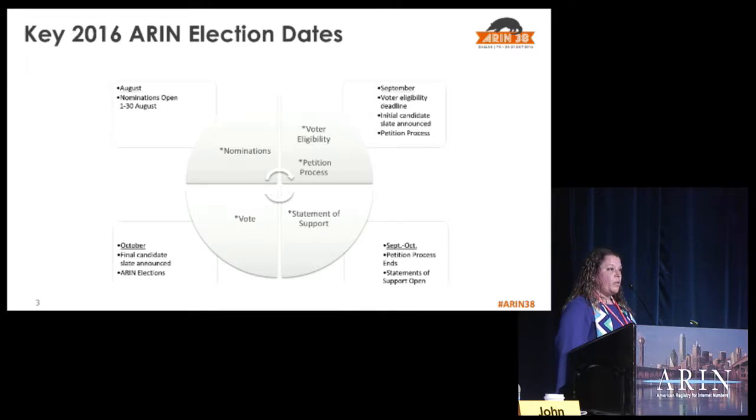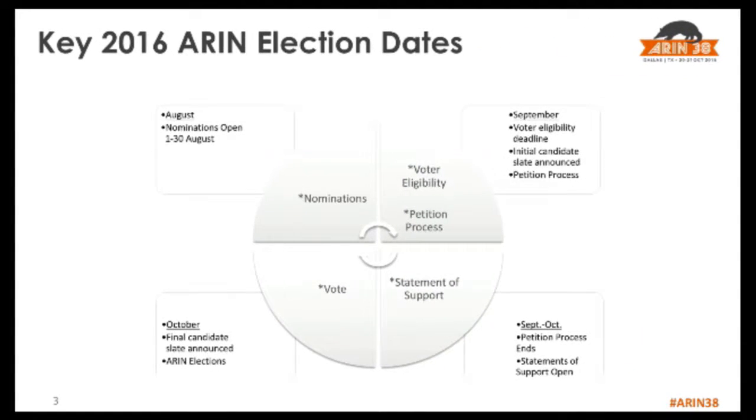Before I begin to walk you through the process, however, I wanted to quickly highlight ARIN's election process and the time frame in which we prepare for and launch our elections. As you will see, this year in August, the nominations opened and were open from August the 1st through the 30th. In September, we had the voter eligibility deadline, which I mentioned was September the 6th.